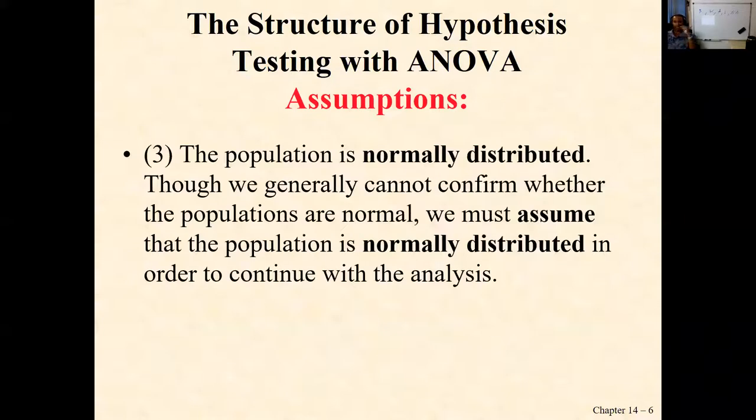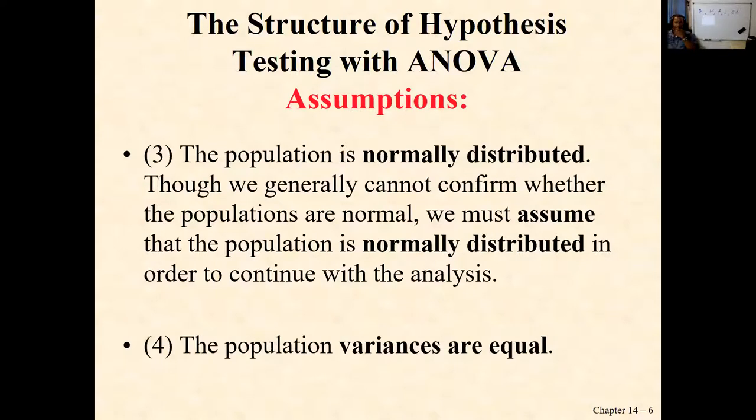Third assumption, we want to make sure that the population is normally distributed, okay? Now, again, we just assume that the variable in the population that we're pulling from is normally distributed. However, because we're sampling, we don't have that population data. So we're never really going to know whether or not the population is normally distributed. So we just kind of assume that it is. The other thing that we do is we make sure that our sample size is 50 or larger, because that means our sampling distribution is normal.